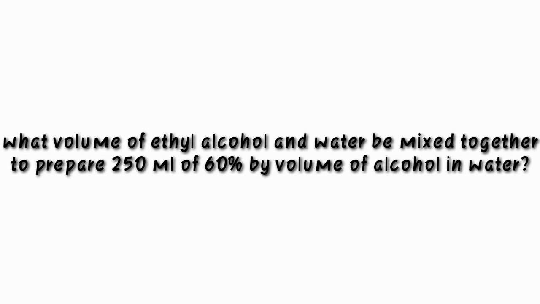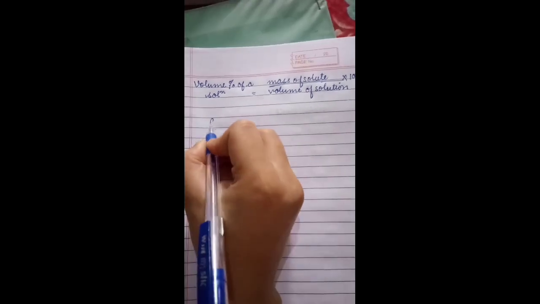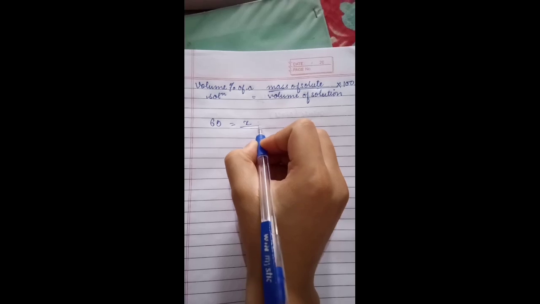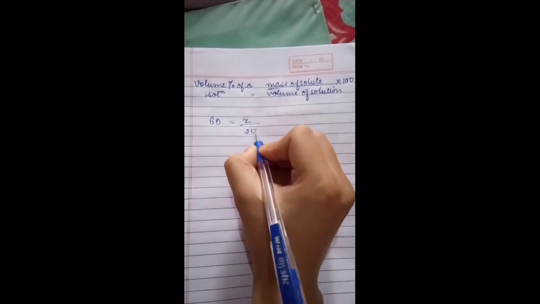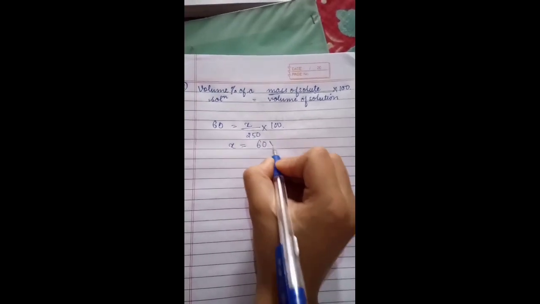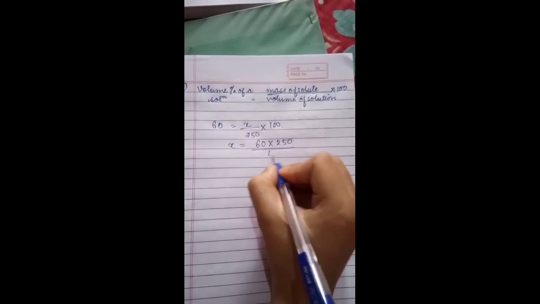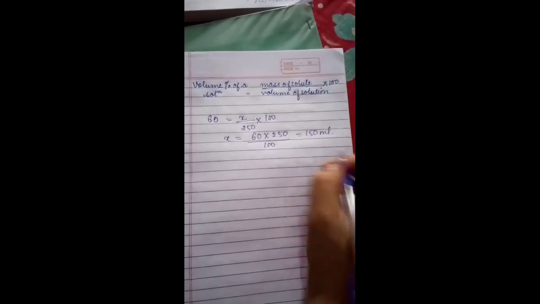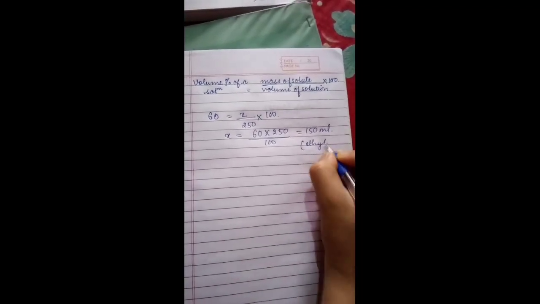Our second question is, what volume of ethyl alcohol and water be mixed together to prepare 250 ml of 60% by volume of alcohol in water? Volume percent of a solution is equal to mass of solute upon volume of solution into 100. As it is given, volume percent of a solution is 60, and let the mass of solute be x. The volume of solution is 250 into 100. From here we will calculate the value of x, that will be 60 into 250 upon 100, and that will come out to be 150 milliliter. That is, this is the ethyl alcohol.